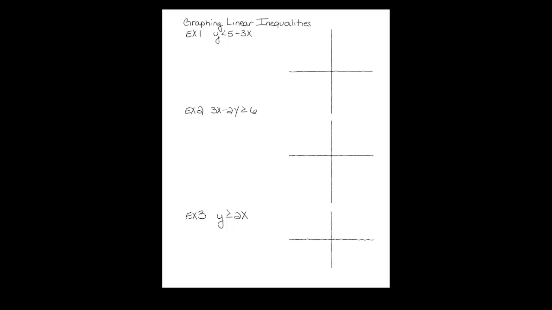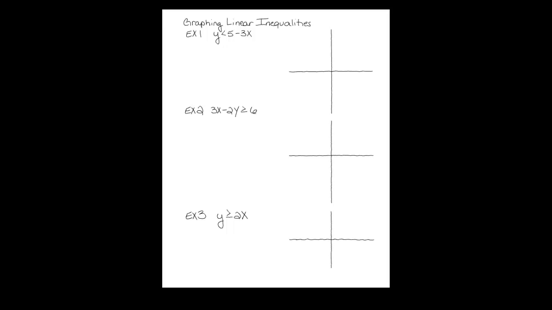In this section, we will be graphing the solution set of a linear inequality in two variables. Beginning with example 1. Here we have y is less than 5 minus 3x. Now the first thing we want to do when graphing the solution set to a linear inequality is to graph the line itself. Now the line itself may or may not be part of the solution set, but it does divide the plane, the Cartesian plane.